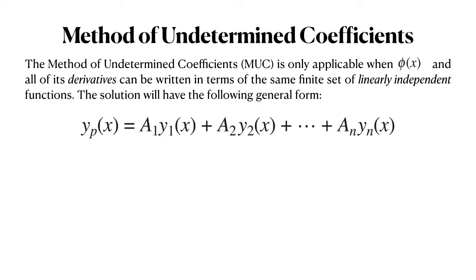The first condition for us to use the method of undetermined coefficients, or MUC, is when phi of x, which is equal to g of x over b_n of x, diba, is only applicable when phi of x and all of its derivatives can be written in terms of the same finite set of linearly independent functions. If pwede siya masulat sa ingani nga form, then we could use MUC.